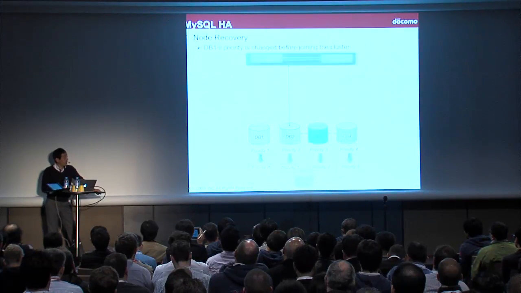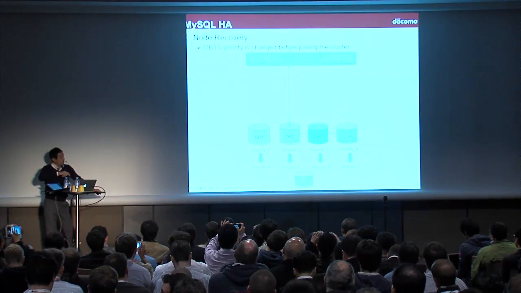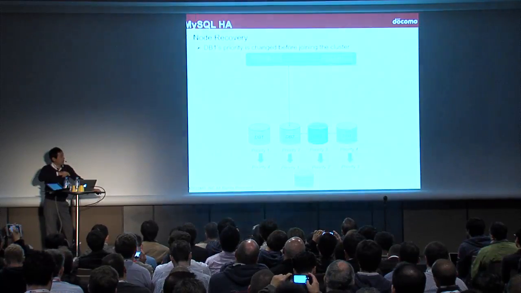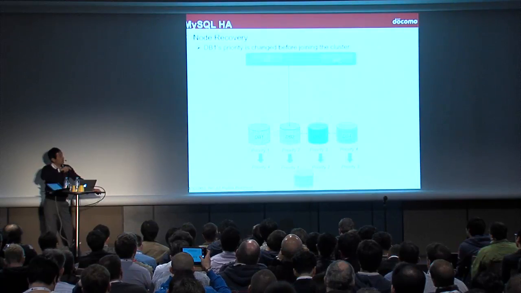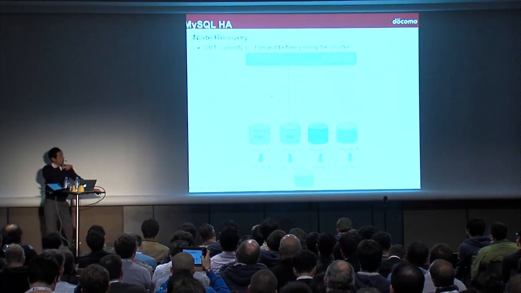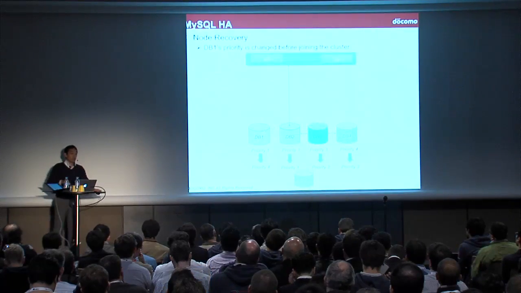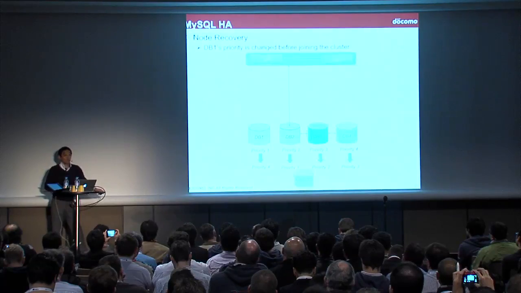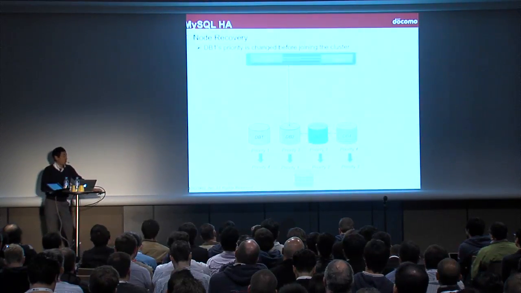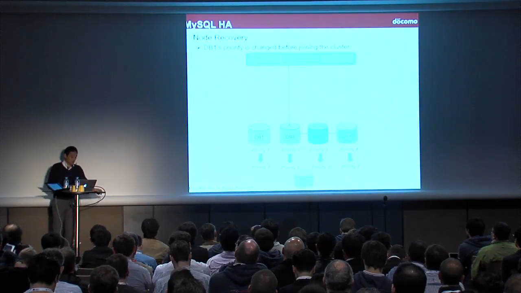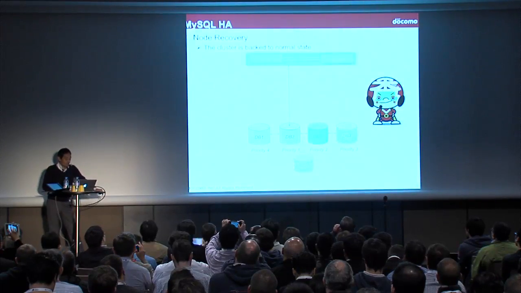After that, just before bringing the database back to the cluster, we need to change the priority. If you don't change the priority, when DB1 comes back to the cluster, the connection will migrate from DB2 to DB1. But we don't want to change the connection frequently, so that's why we change the priority just before recovering DB1 to the cluster. And finally, it gets to a healthy state. Okay.